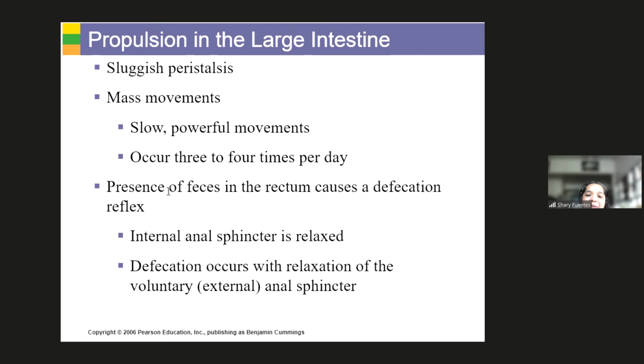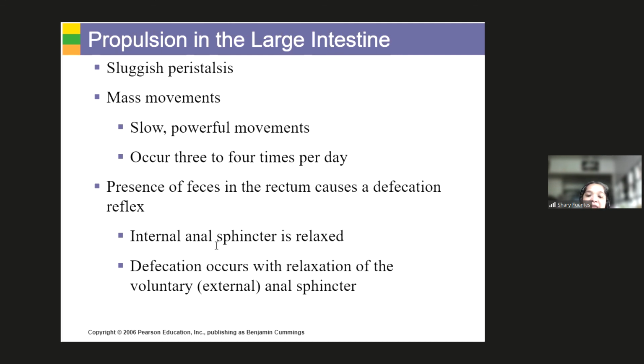Presence of feces in the rectum causes the defecation reflex. Sa rectum, normally it's empty, yung sa distal portion, next to the anus. Kaya kapag may nilagay doon na laman, yung fecal matter na nandoon, it is going to cause the urge to defecate. It's going to stimulate the defecation reflex.